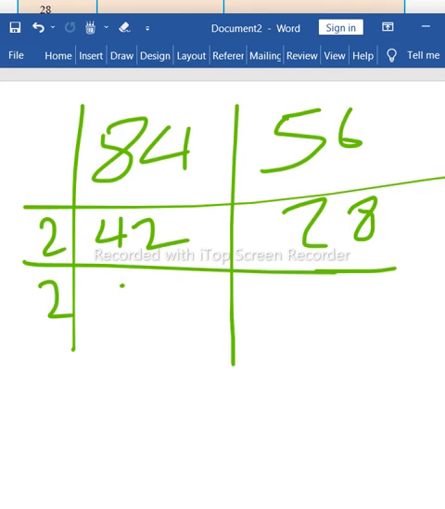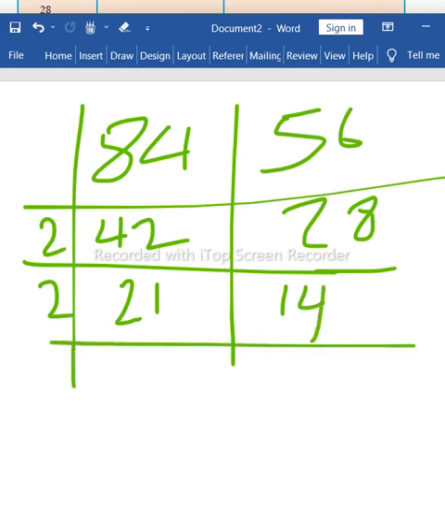Again, dividing by 2, 42 divided by 2 is 21. When we divide 28 by 2, we get 14. So again, we can divide these numbers by 7: 21 divided by 7 is 3, and 14 divided by 7 is 2. So we get these prime numbers.